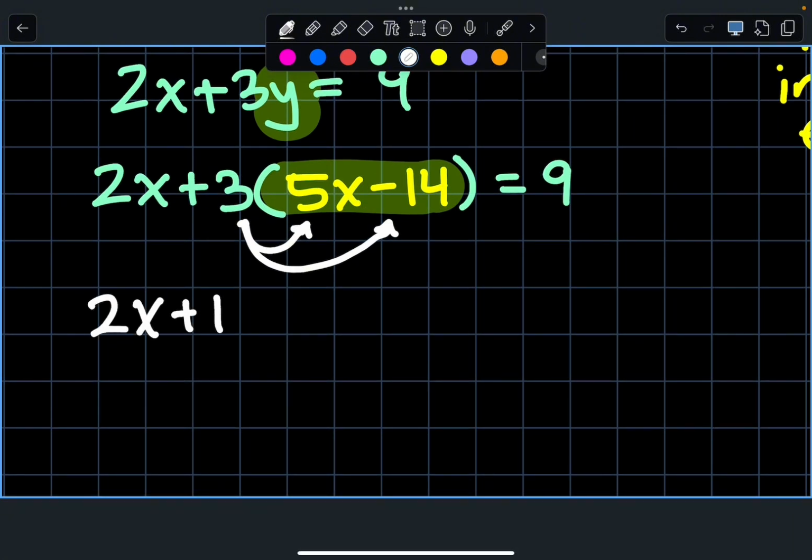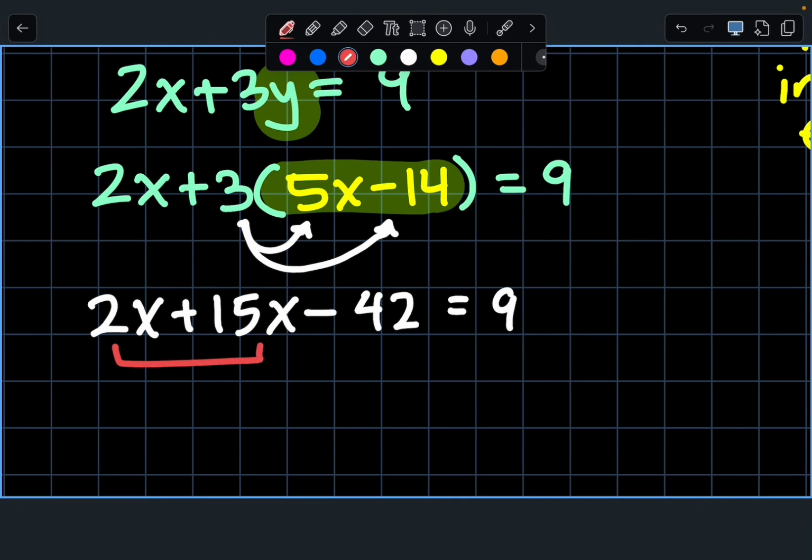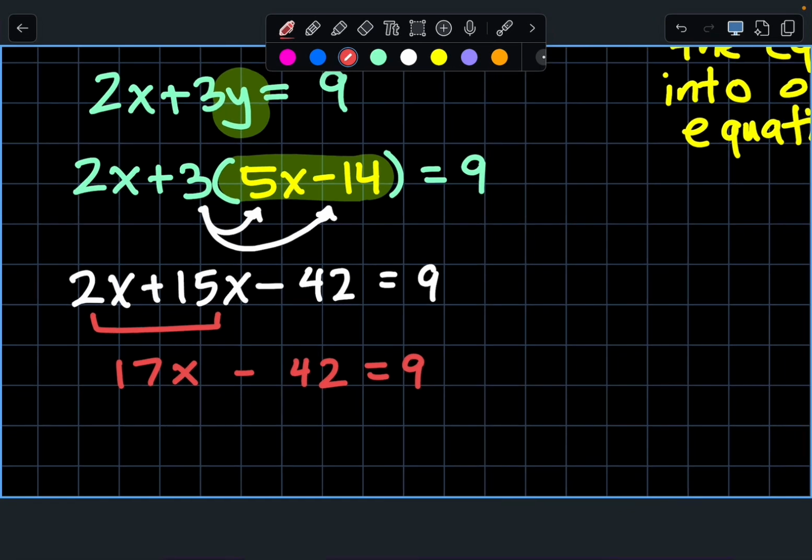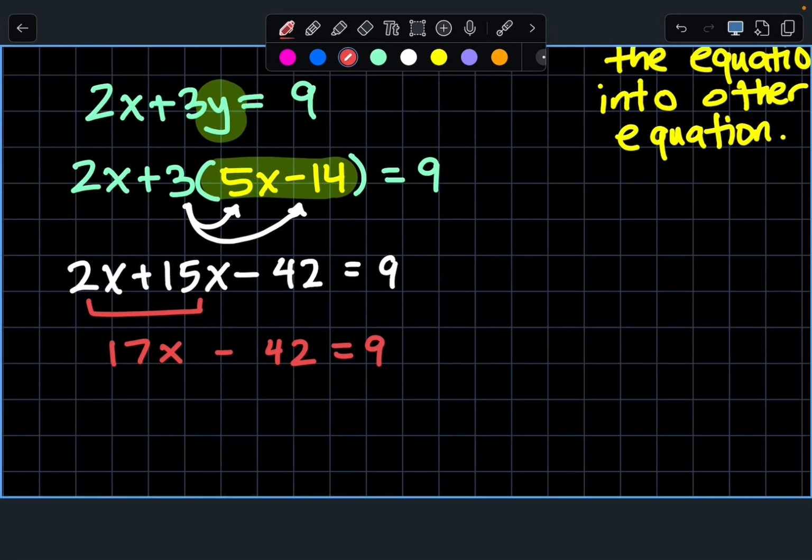2x plus 15x minus 42 equals 9. At this point, we combine like terms. 2x and 15x make 17x. 17x minus 42 equals 9. Go ahead and give me the next step. This one should be easy. What is the next step?